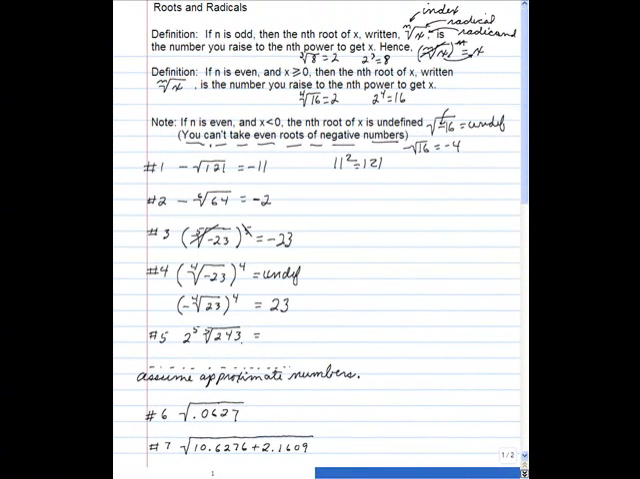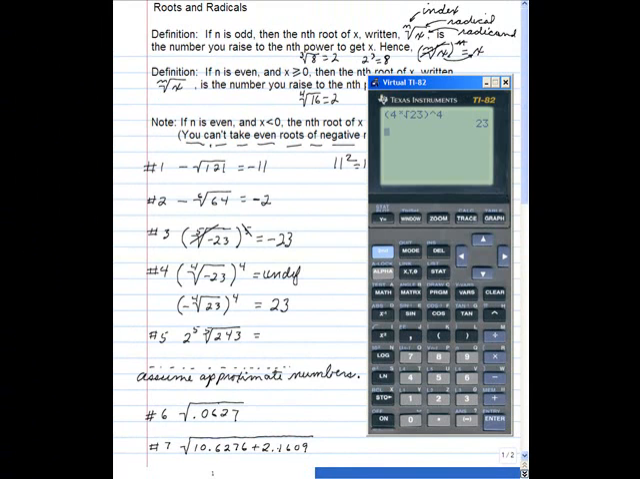Okay, let's do one that gets a little bit more complicated here. Not real complicated, but a little bit more. We're going to do number 5 here that says 2 to the 5th power times the 5th root of 243. I happen to know the 5th root of 243 is 3. 2 to the 5th power, that's 32, so hopefully here we're going to get 96. Well, let's go ahead and give it a try. First we put in 2 to the 5th power. 2 to the power 5. There's our 2 to the 5th power.